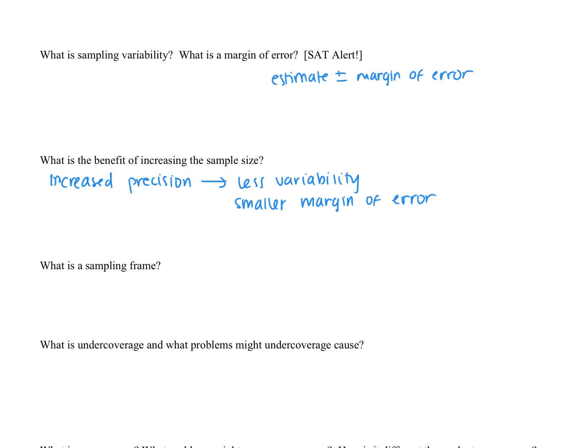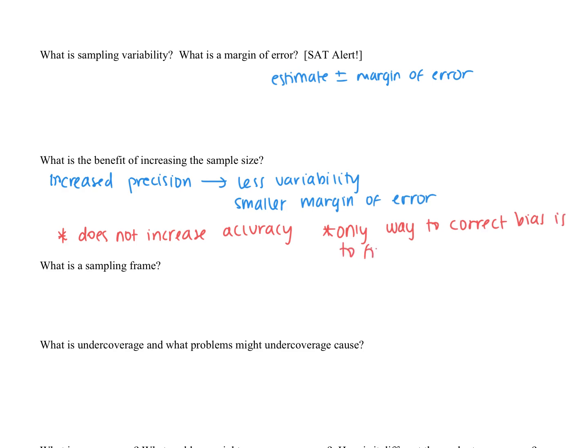The big thing that is really important is increasing sample size does not increase accuracy. Taking a bigger sample does not make it more accurate. If you have bias, the only way to correct for bias is to fix or adjust your design. Taking a bigger sample is not going to affect bias.